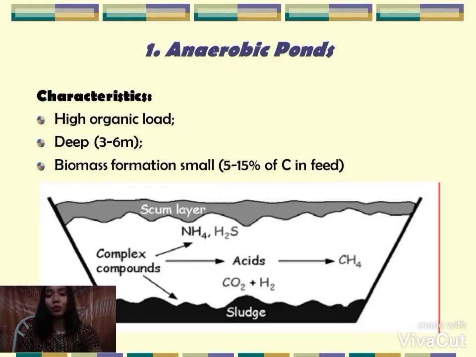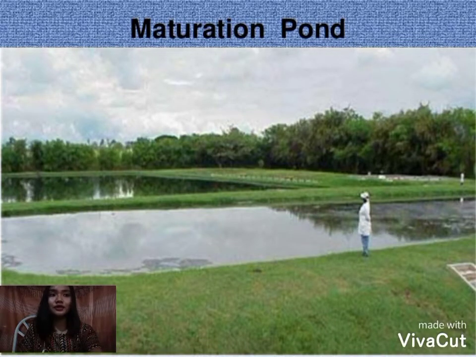Anaerobic ponds, from the word itself, anaerobic, meaning no air. Deep ponds that receive high organic loading such that anaerobic conditions prevail throughout the entire pond depth. Fourth is the maturation or tertiary ponds, or the polishing ponds. These are ponds used for polishing effluents from other biological processes.